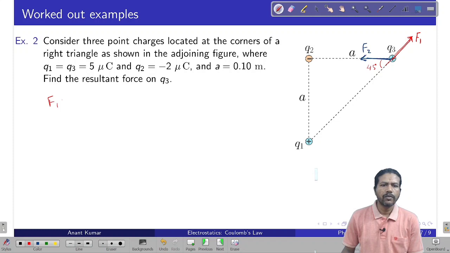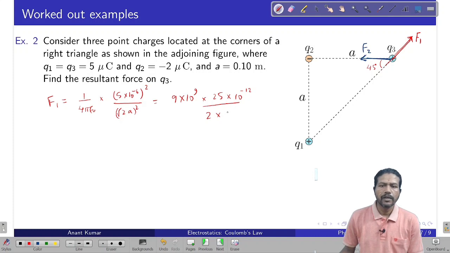So F1, the force between both the 5 microcoulomb charges, will become 1 by 4 pi epsilon 0 into 5 into 10 power minus 6, that's for micro, and because the two charges are identical, you get a square, divided by the distance. The distance between them is root 2 a, whole square. And that becomes 9 into 10 to the power 9, then 25 into 10 to the power minus 12 divided by 2 times a square. A in this case is 0.1 meter, 10 power minus 1 basically. So this square becomes 10 to the power minus 2.